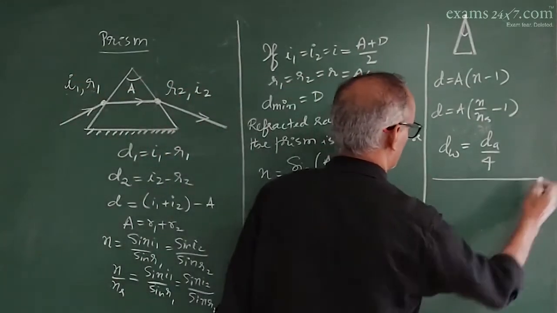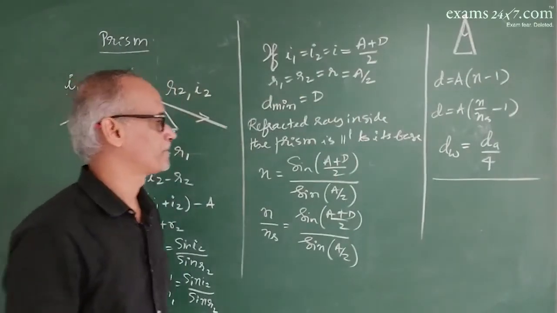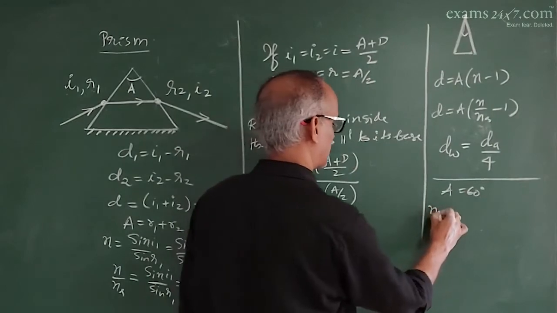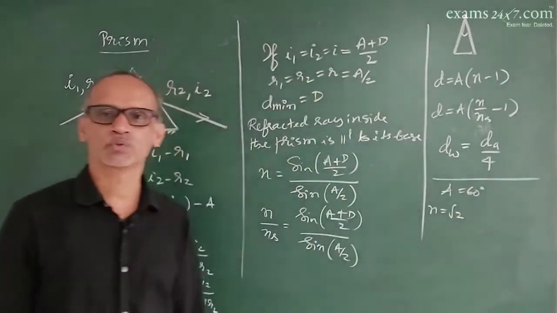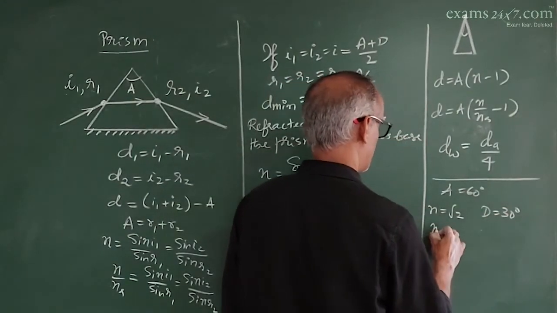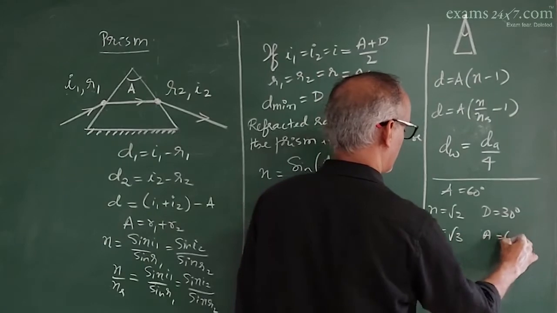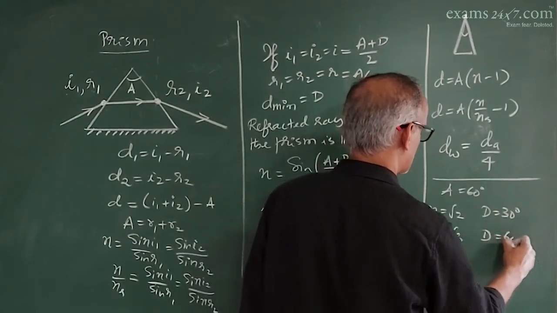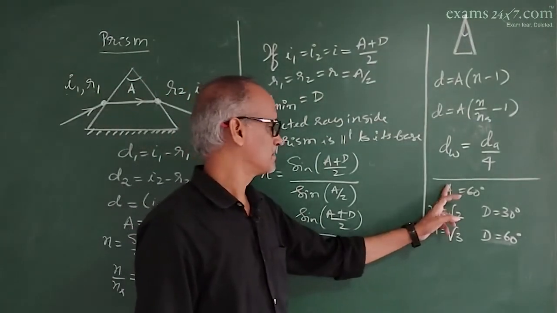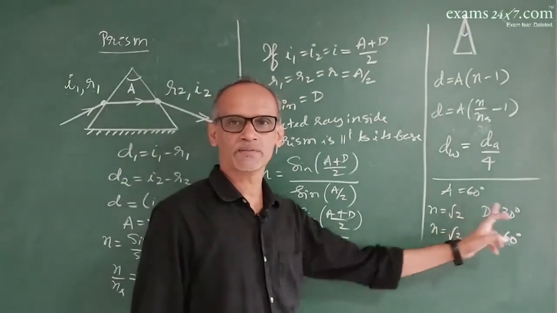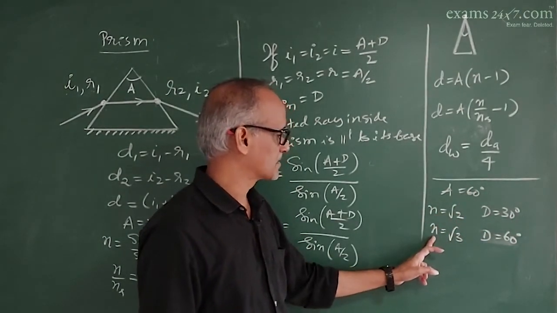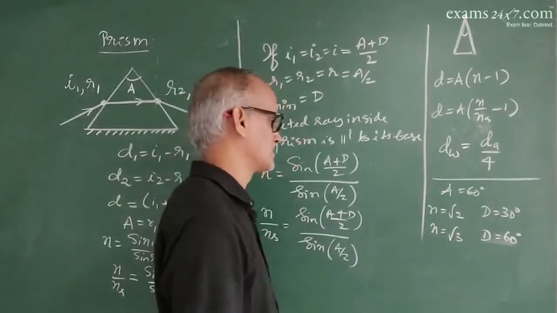And there are 2 special cases, that is for equilateral prism when A is 60 degree and when the refractive index is root 2, then the angle of deviation is 30 degree, and if the refractive index is root 3, then the angle of deviation is 60 degrees. So these are the 2 special cases. For an equilateral prism having refractive index root 2, the angle of deviation is 30. And for an equilateral prism having refractive index root 3, the angle of deviation is 60 degree.